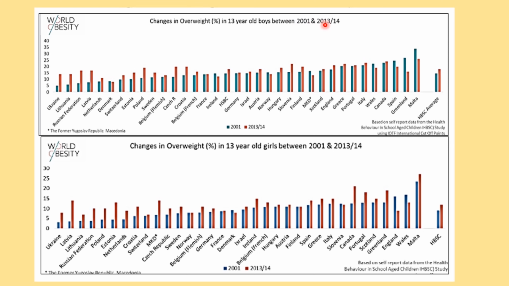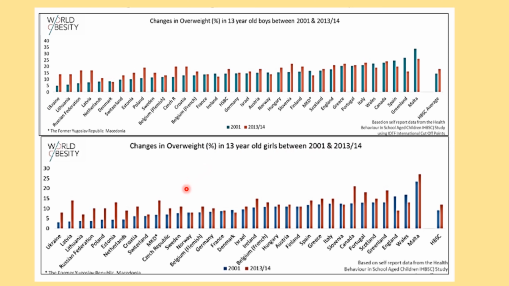For each country, you will see that there are two bars, a blue bar and a red bar. The blue bar tells you the percentage of boys or girls that are overweight in that country in 2001. The red bar tells us the same information but for 2013 and 2014.